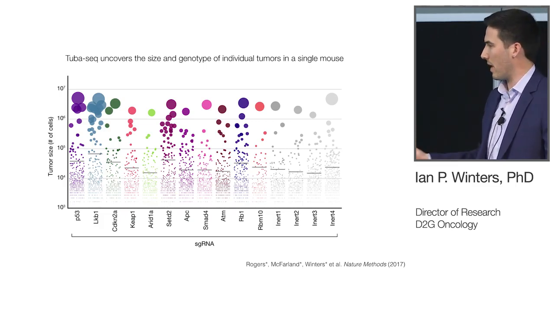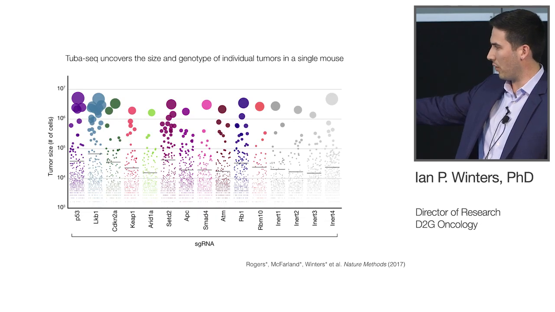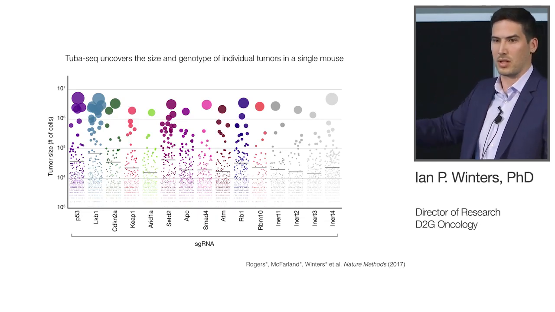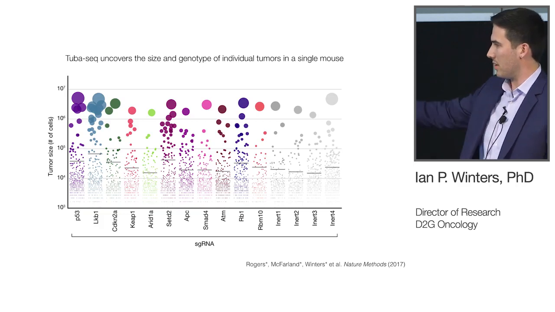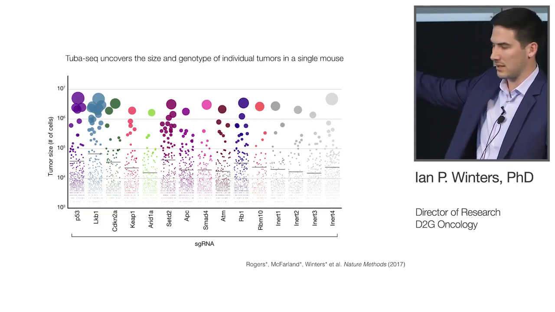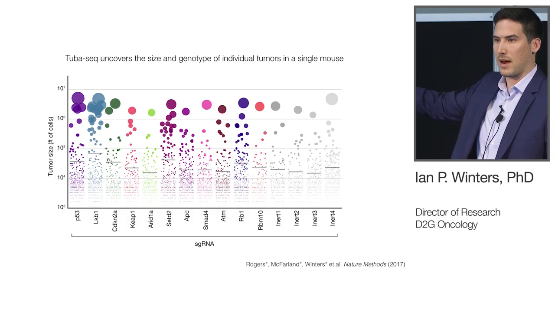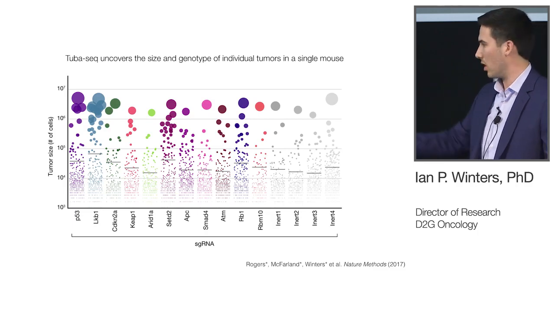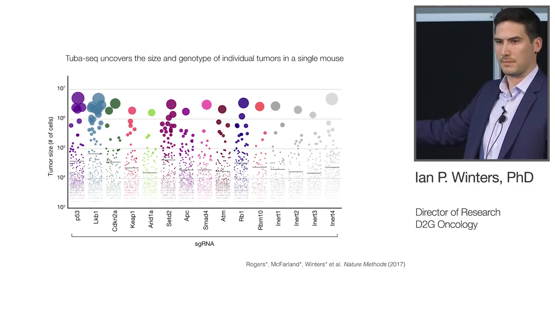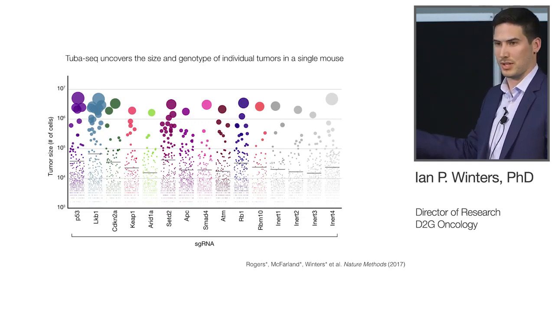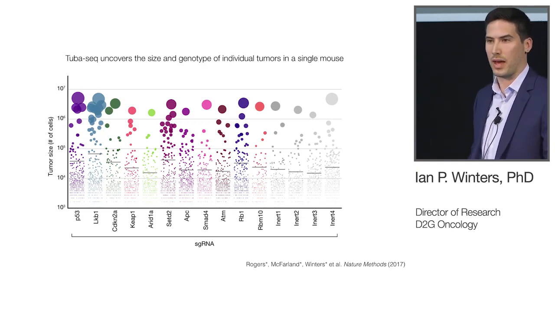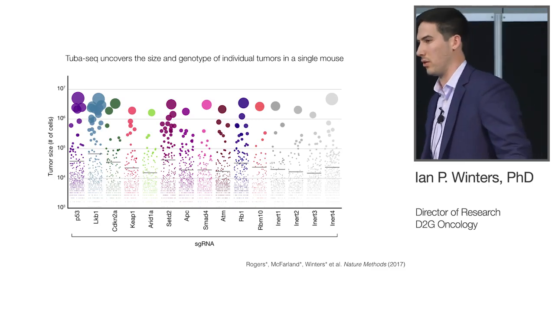So from a single mouse, we can find all the P53 deficient tumors, or at least the tumors that received a guide RNA targeting P53, and the size. On the y-axis is the number of cells in every one of those tumors, where each dot is a tumor, and the size of the dot is proportional to the size of the tumor, across all of these different genotypes. So in these mice, we can generate many clonal lesions, as you can see. We can generate about 2,000 different clones within a single mouse.